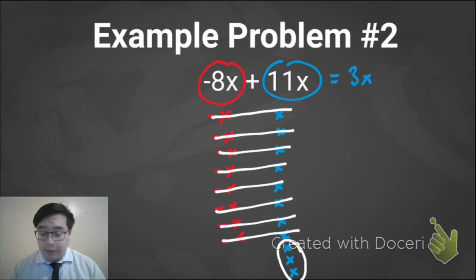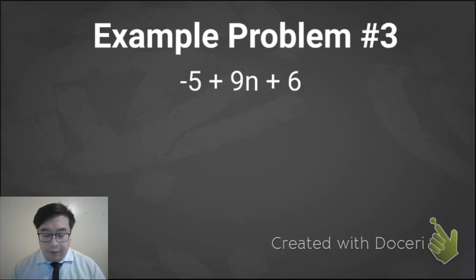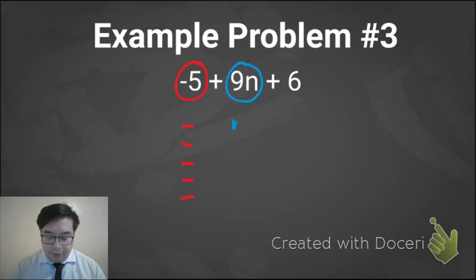Alright, on to our next example. Here we have negative 5 plus 9n plus 6. Just like before, let's think about these in their individual parts. Negative 5 are going to be 5 of these negatives. 9n, I have 9 of these variables. And finally here on the right, I have 6 positives.